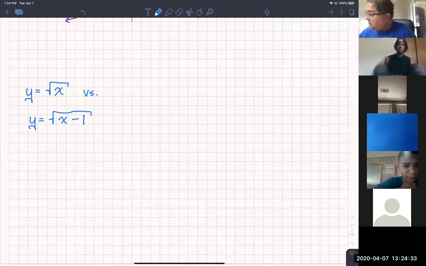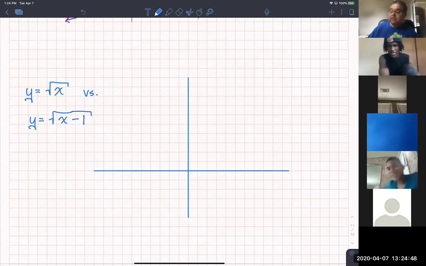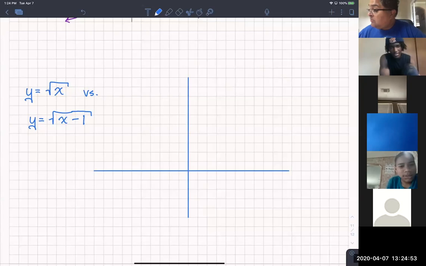We're going to go left or right. Now, which way will it go? It's going to go left. Actually, you would think that, right? Because it's a negative. But the reality is that it actually goes right. Yeah, the second one will go right. So whenever you're subtracting on the inside, it goes right.